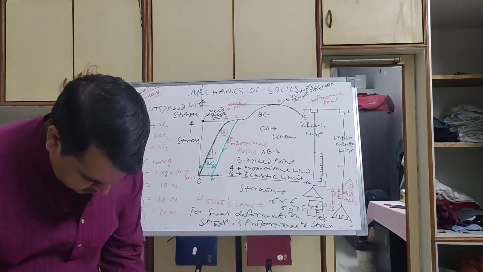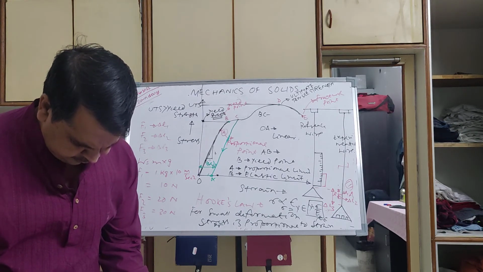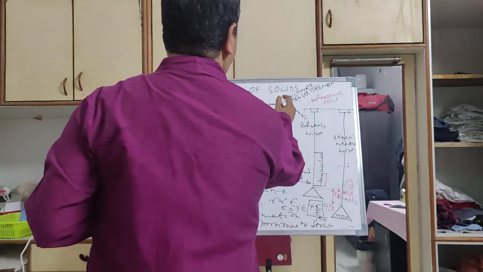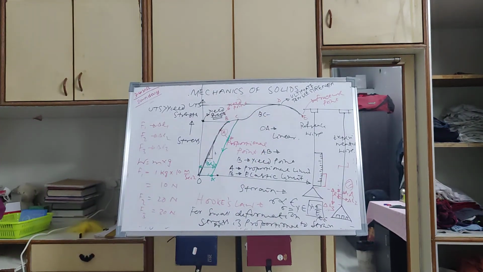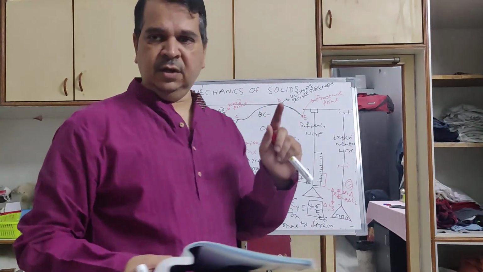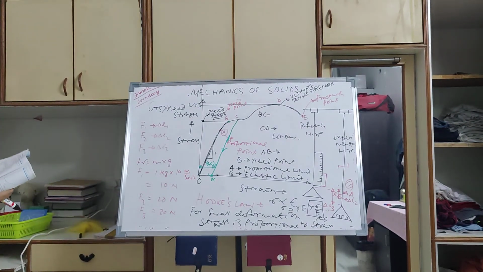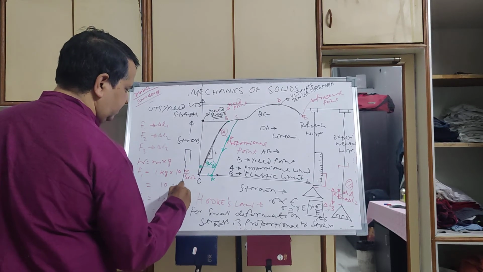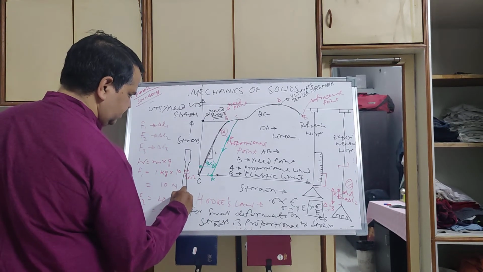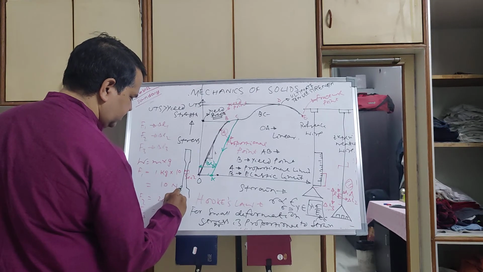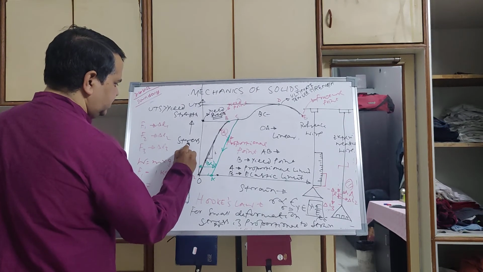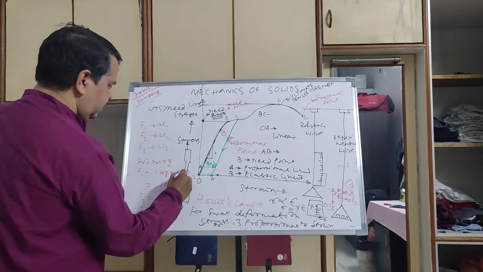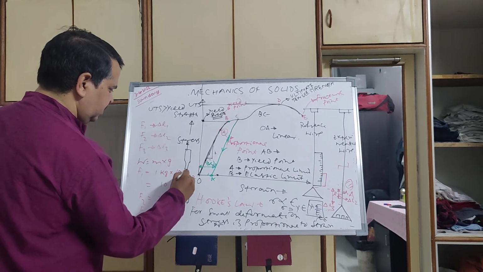Then if you keep on applying some load beyond D, at point E the necking will start and it will try to break. Normally in our lab we test a tensile testing specimen in a universal testing machine. We apply some tensile load, so it will elongate, and there will be some necking phenomenon happening.